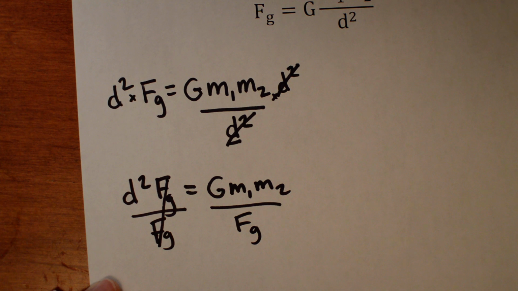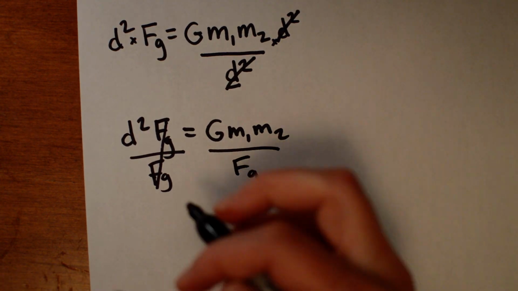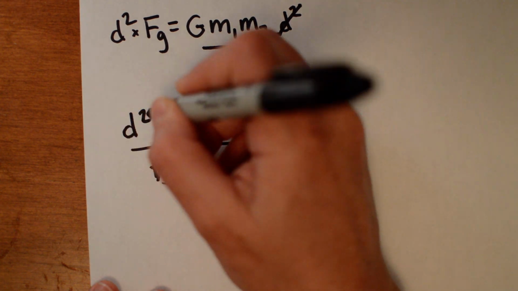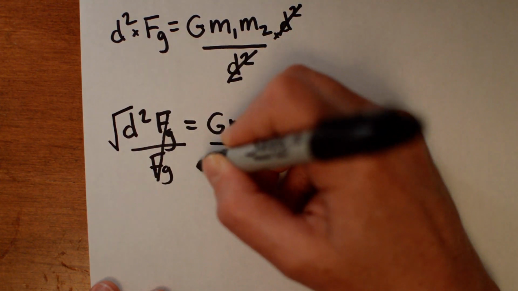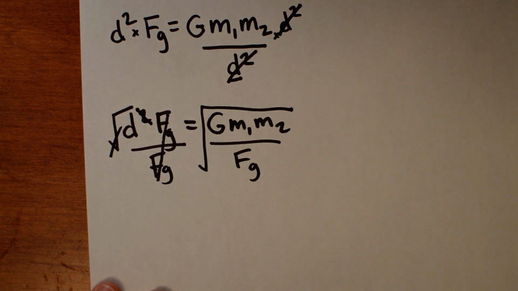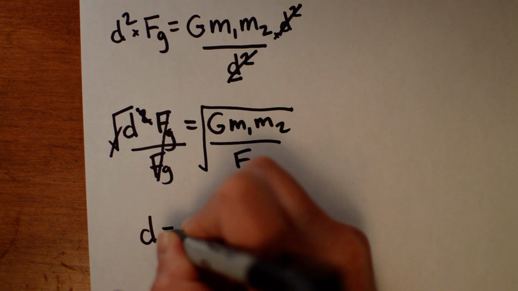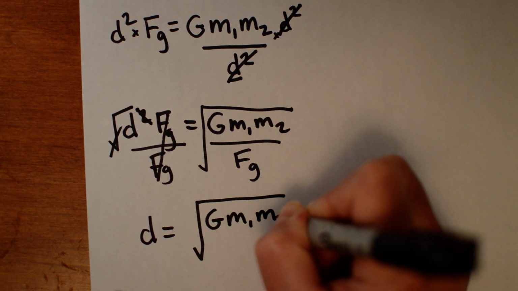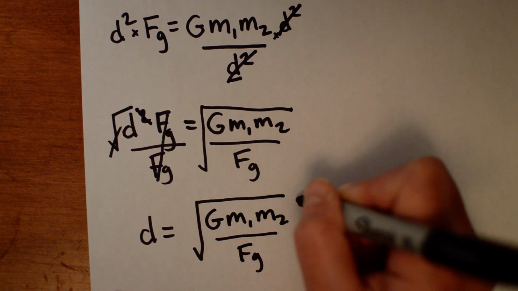That gives me d squared on its own. And my last step is going to be to deal with that squared business. So to deal with a squared, I just have to square root both sides. Square root this side. That squared cancels the square root there, and I get d on its own is going to be the square root of G mass 1 mass 2 over the force of gravity.